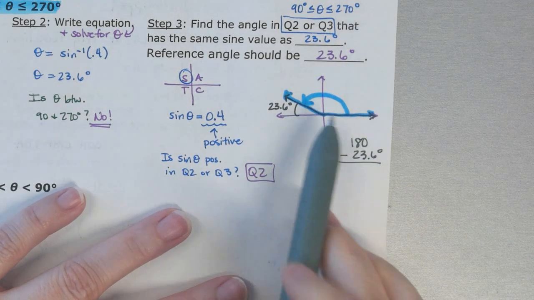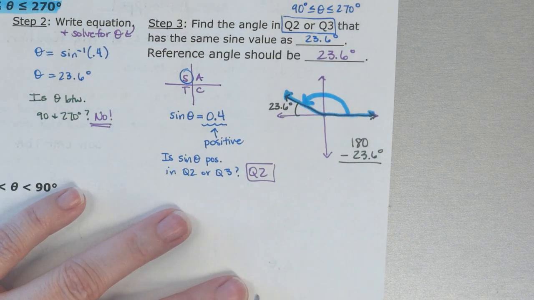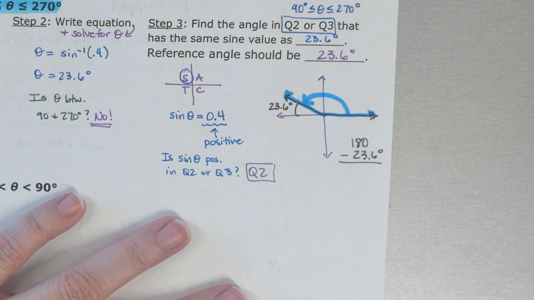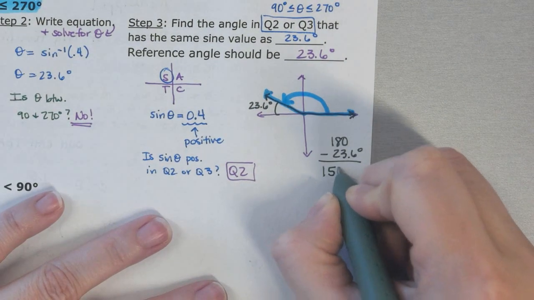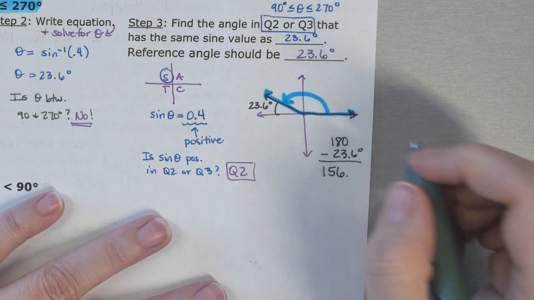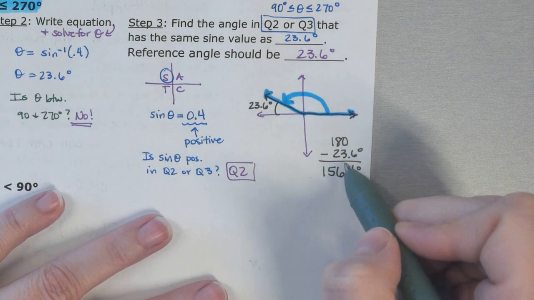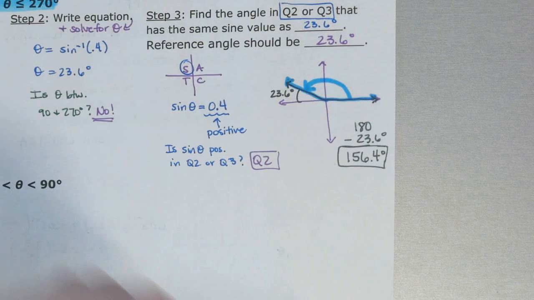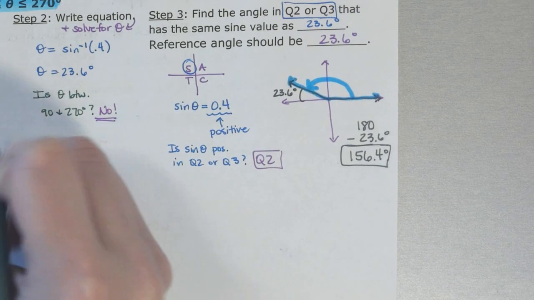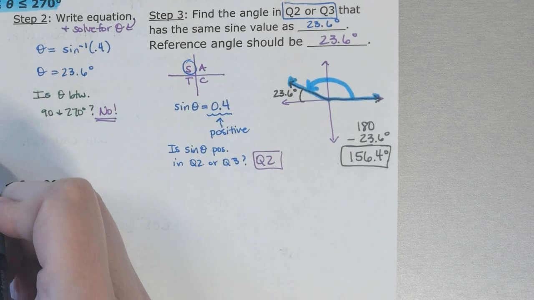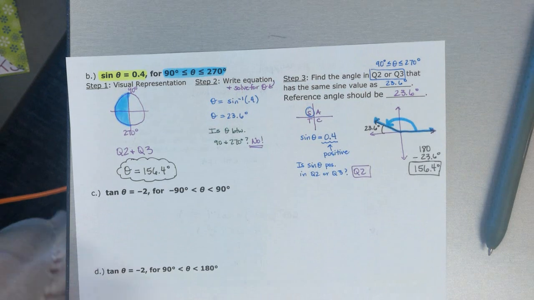If you look at it, don't these two angles together equal 180, one half of the circle? So 180 minus 23.6 is going to be 156.4. And is that between 90 and 270? Yes. So your answer for theta is 156.4 degrees. That's your final answer, and your final answer should be in the interval.